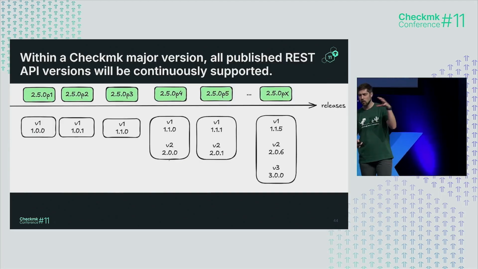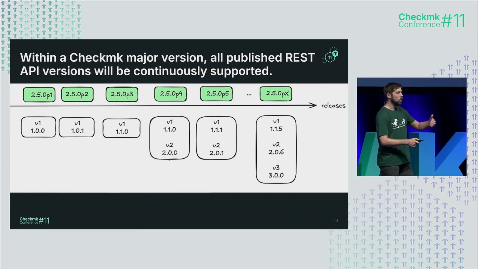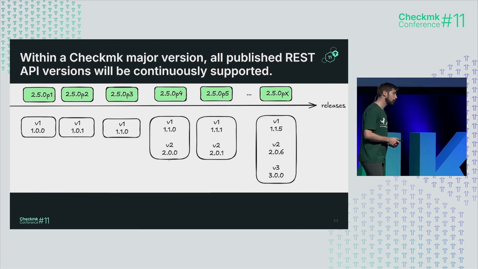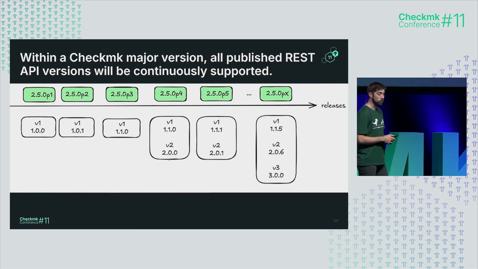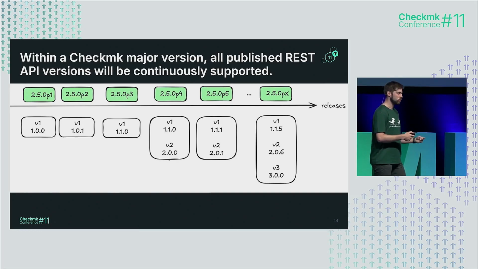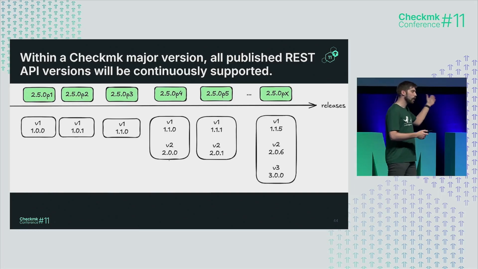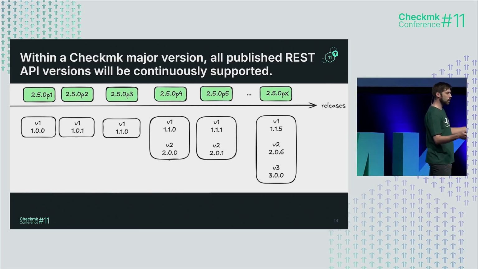Now come with me, we do now a little bit of a deep dive into how this versioning plays out across multiple Checkmk versions. If we start at 2.5, we will introduce the version v1 of the REST API. Across 2.5, we will probably add new endpoints, we will probably patch some features, and the API will keep evolving until somewhere in the middle of 2.5, we might introduce a breaking change. Because stuff happens, and at some point it might be necessary.